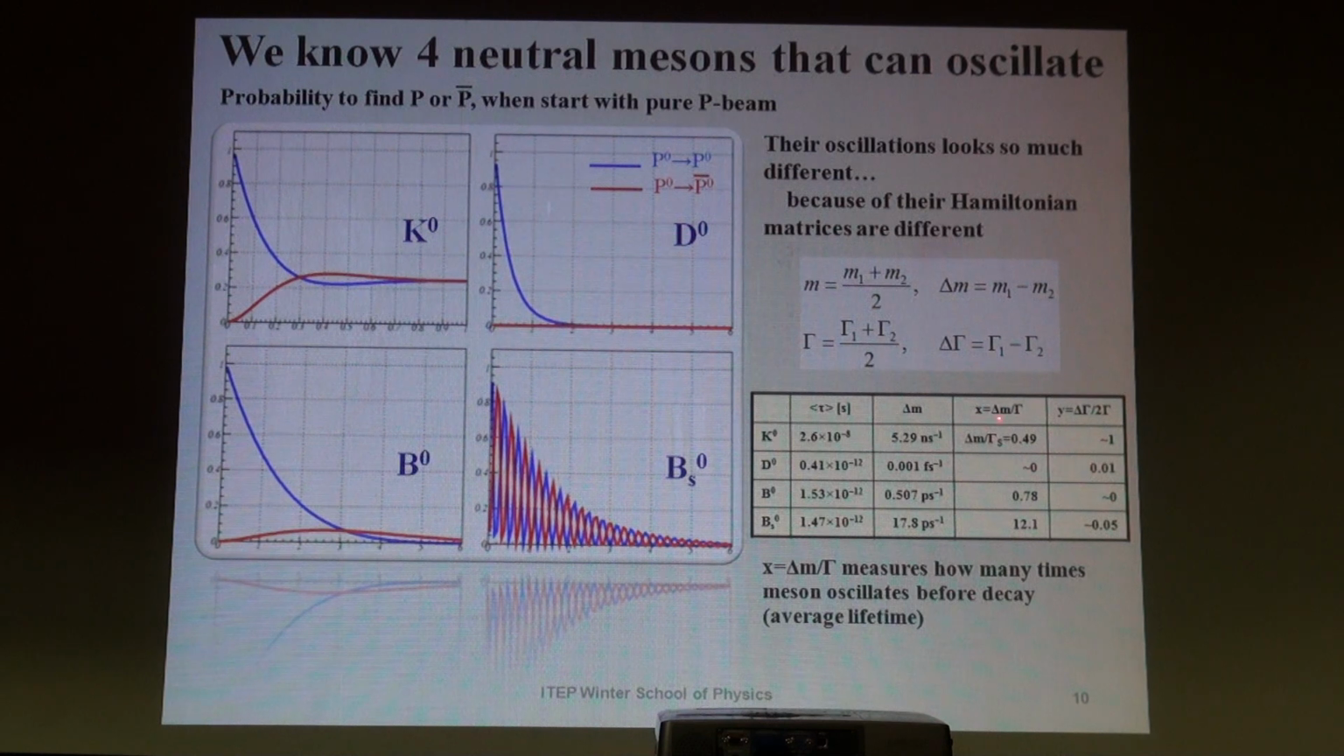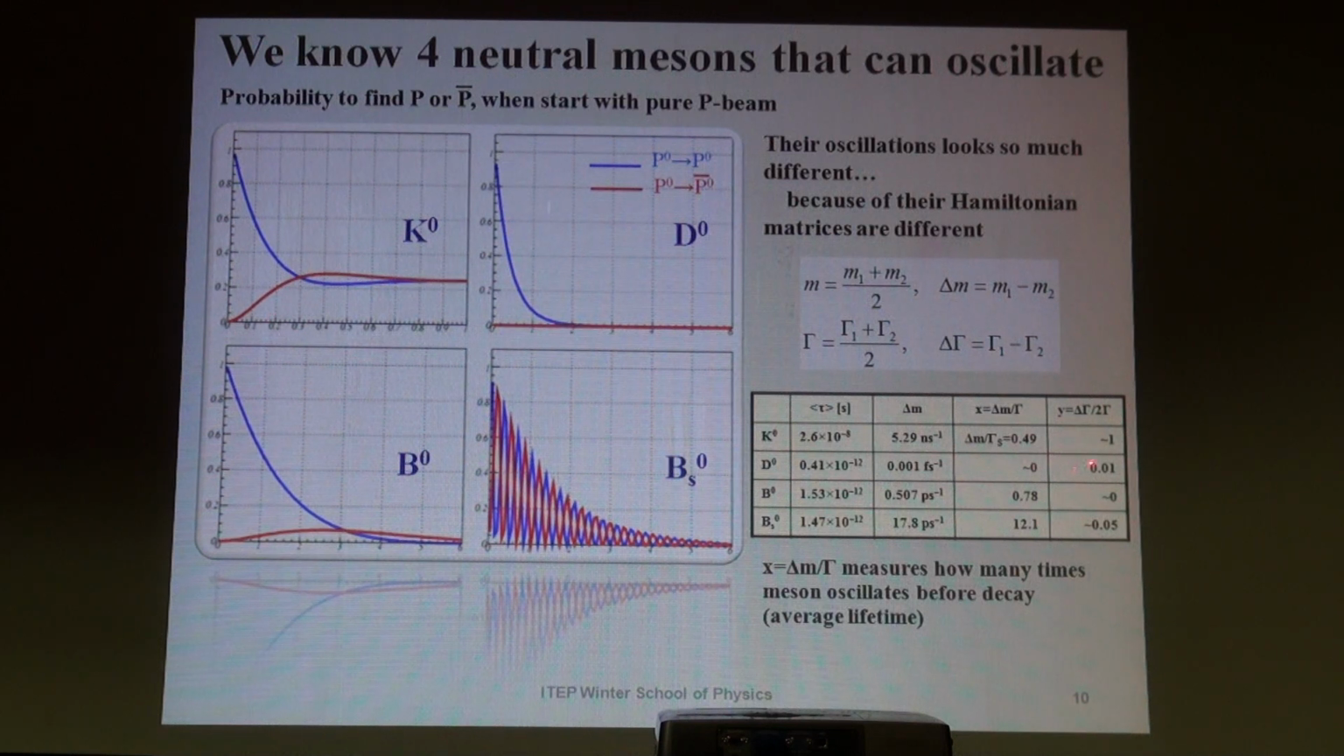This one is the difference of masses of the two eigenstates, delta m, and this is the difference of lifetimes of the two eigenstates, delta gamma. We just divide both by gamma, and we can see that they are very different for these four mesons. For K, for example, we have delta m and delta gamma. Here we have to compare with gamma short, not the average, because of the big difference of lifetimes of K short and K long. It's about 1, and this is about 1. And we have this oscillation formula for K.